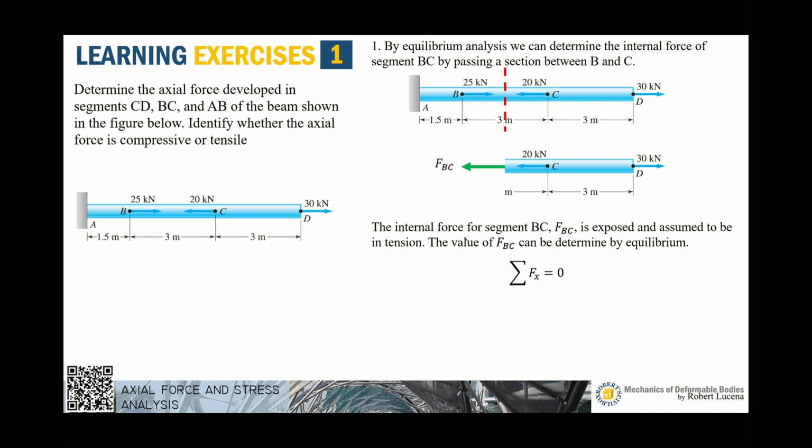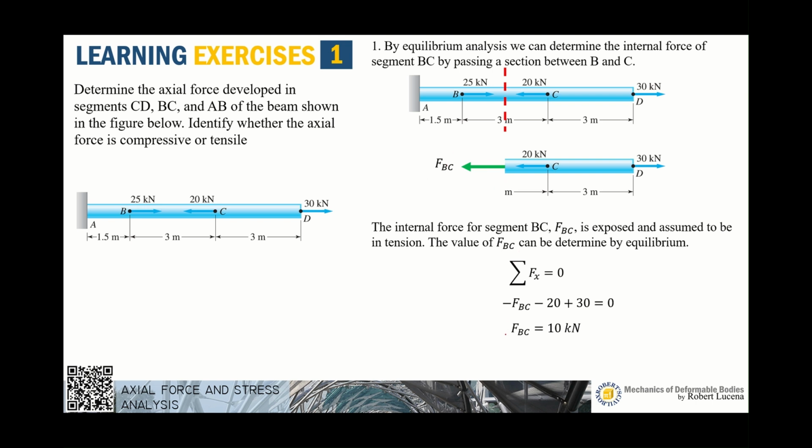The value of FBC can be determined using summation of forces along X. We cannot use summation of moment because there's no moment in this one, and the forces are collinear. We cannot use summation of forces along Y either because there's no force acting along the Y axis, so it's really just summation of forces along X equals 0. So we have negative FBC minus 20 plus 30. We can now solve for FBC, that is equal to 10 kilonewton. A positive value means that our assumption of the direction of FBC is correct and that this internal reaction is in tension.